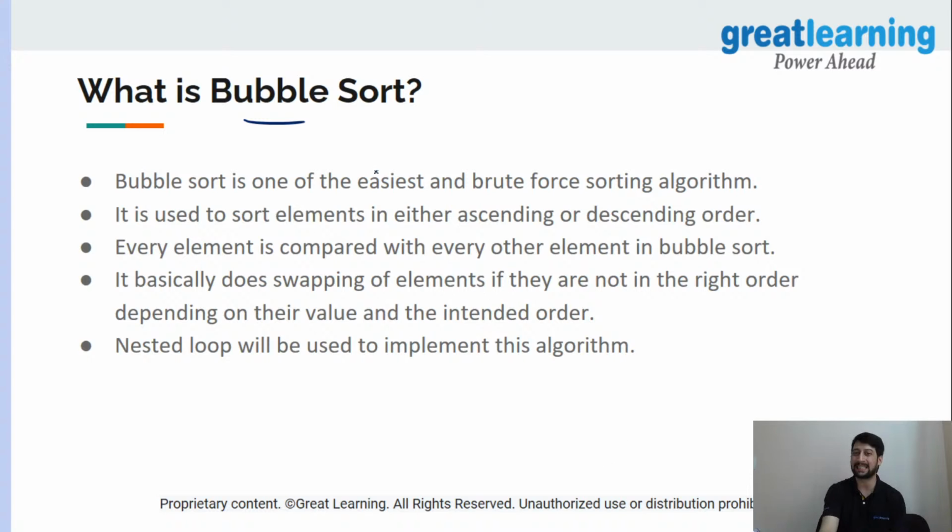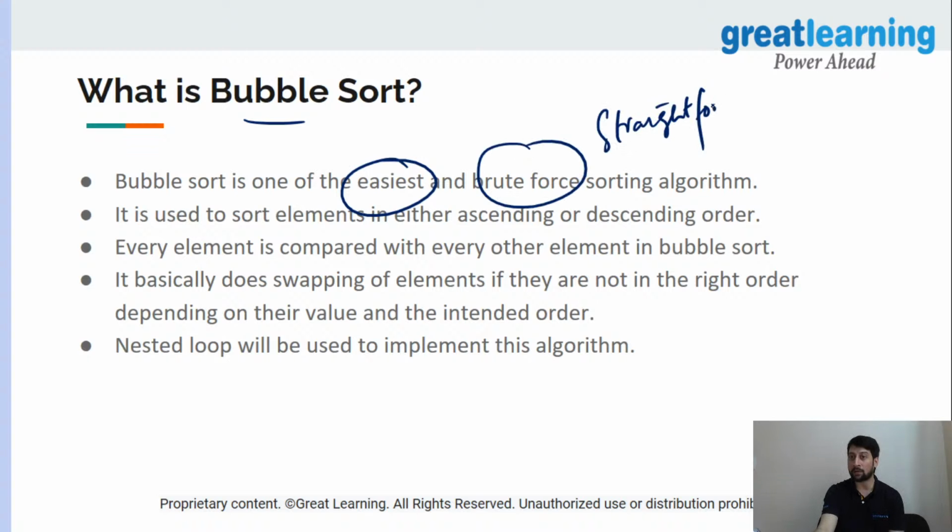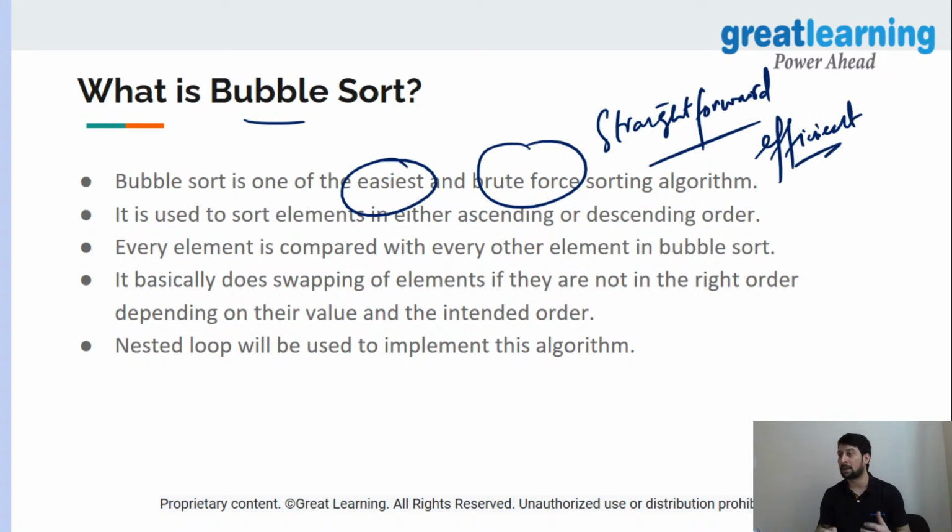So we all know this is the easiest sorting algorithm, and it is a brute force. Brute force means straightforward, okay? Without thinking about efficiency, right? When you talk about algorithms, the one thing that will come up in your mind is efficiency, right? Is this algorithm efficient enough? Will this serve our purpose, right? So all these things will be there when you are talking about data structures and algorithms.